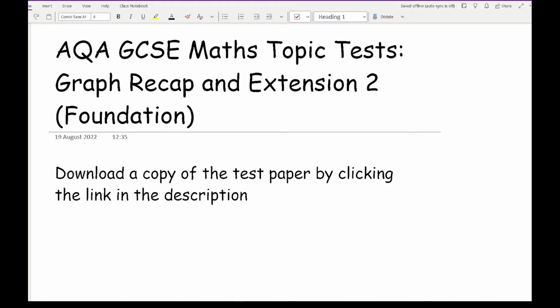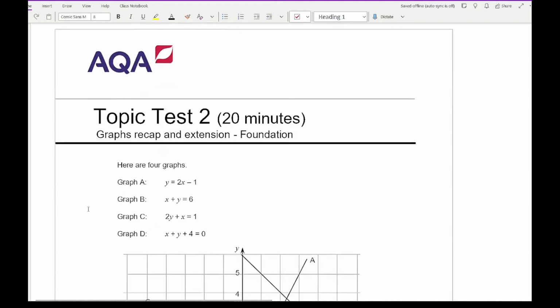Now, as with many of these tests, there is no indication about whether these questions are specific to a non-calculator or calculator paper. So we'll just assume that they are non-calculator and ensure that we are showing as much working out as possible. So let's get started on question one.